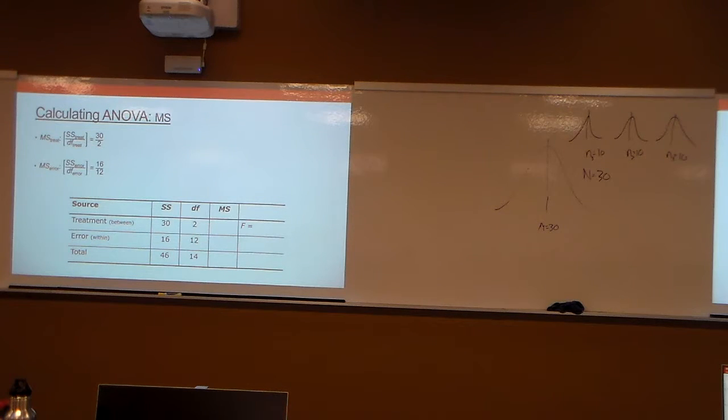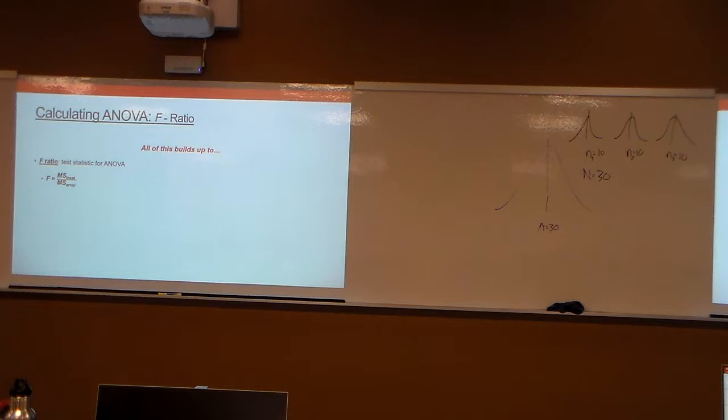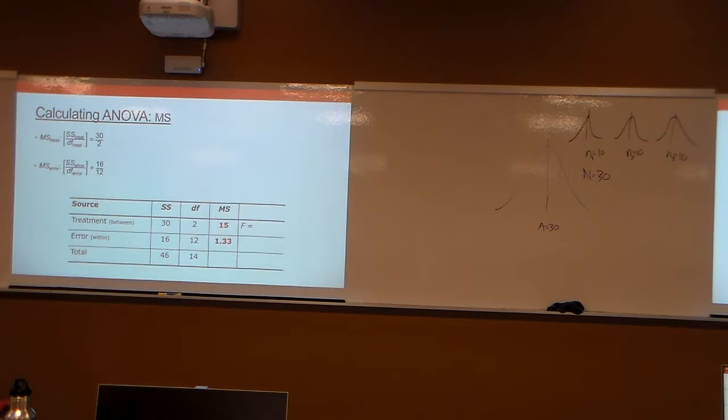So our mean square treatment is sum of squares treatment over degrees of freedom treatment, mean square error is sum of squares error over degrees of freedom error, 30 divided by 2, 16 divided by 12, gives us our mean square treatment and our mean square error here. And once we've got that, the F statistic is pretty easy, right? F ratio is our test statistic. It's our mean square treatment over our mean square error.